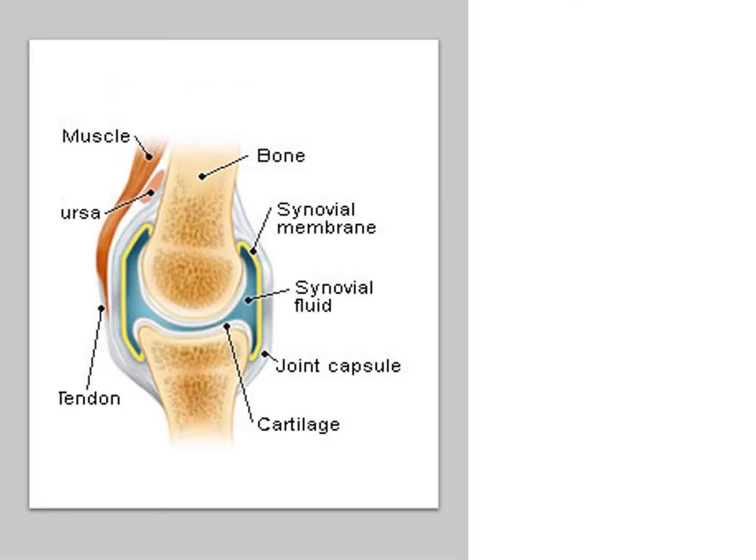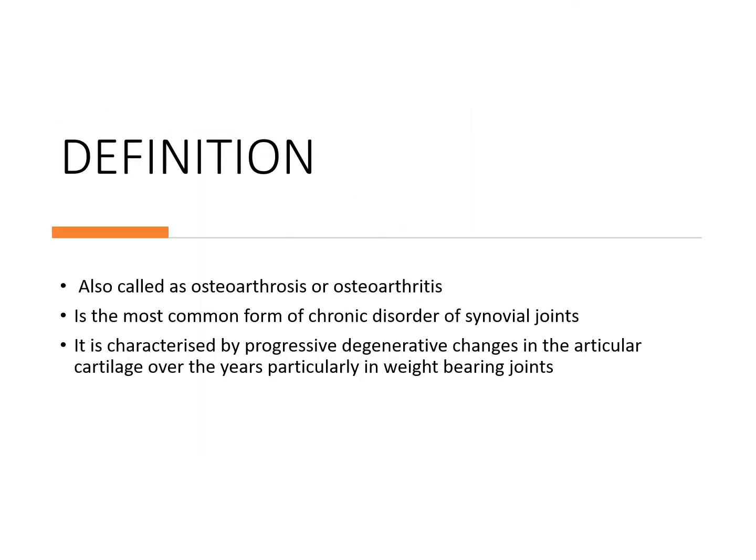The current image is showing a normal synovial joint. A normal synovial joint will have synovial membrane and synovial fluid. So osteoarthritis is also known as osteoarthrosis. It is a common chronic disorder of synovial joints such as knee, hip, shoulder. It is progressive in nature. It is degenerative changes of the articular cartilage which happens over years or also because of trauma.